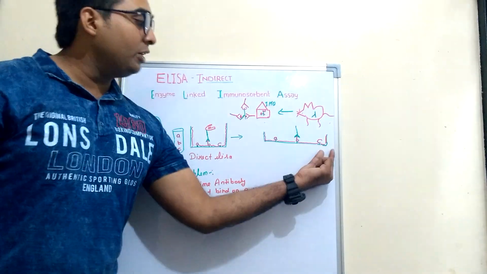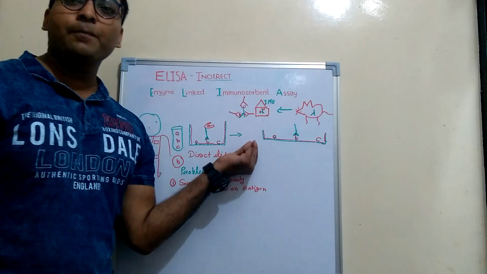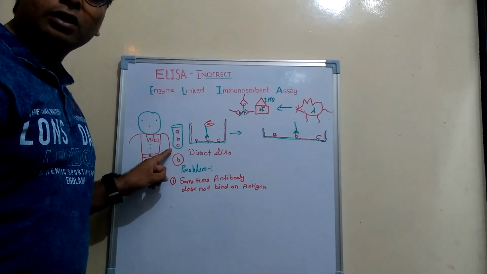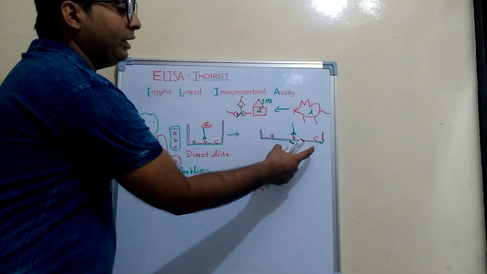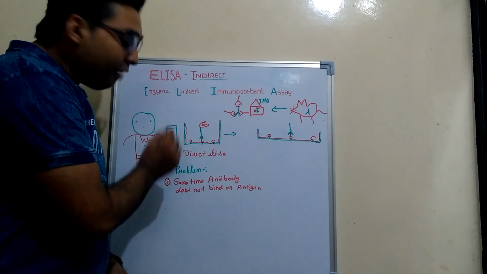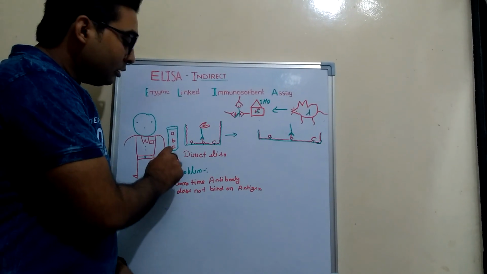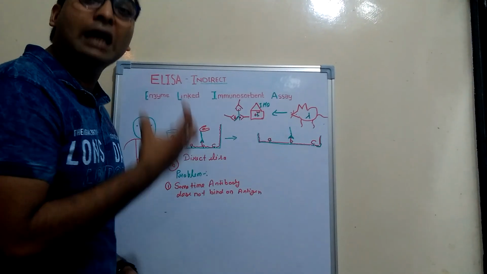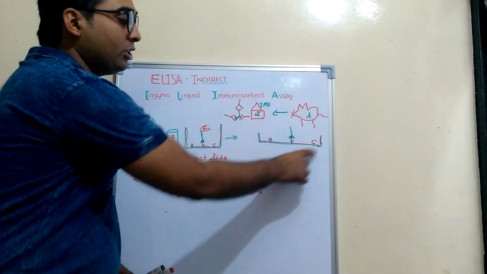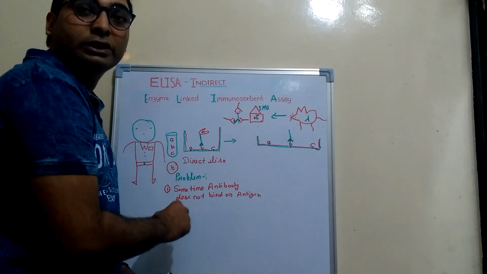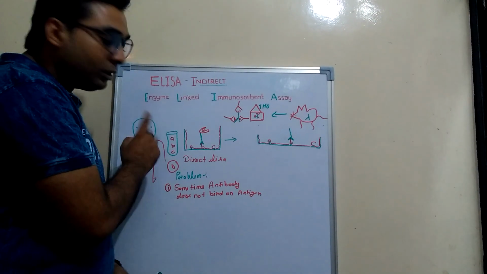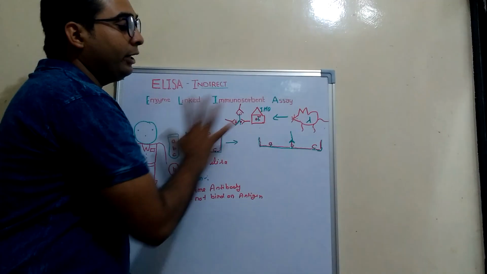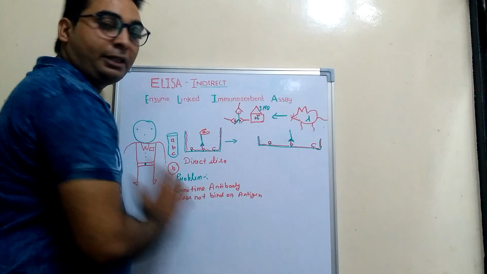Again, we have taken a polystyrene plate. This is the polystyrene plate, and here is my patient. I have taken a serum sample. Now I will put my serum sample in this polystyrene plate. So every antigen present in this serum will go and make a bond with polystyrene. They have affinity, they love to bind on polystyrene, that's why they will bind on it. Here in the serum there are 3 antigens present, A, B, C, and those antigens will bind on the polystyrene plate.